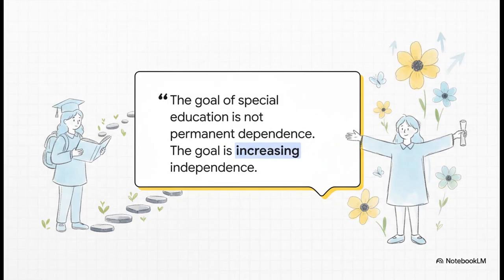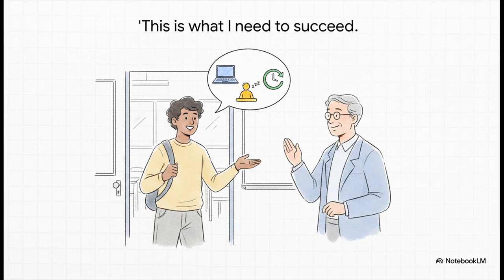And this, right here, is the profound idea that should be guiding every single decision we make. The whole point of special education, of an IEP, of all these supports, it's not to create permanent dependence. The goal is to build increasing independence. Because at the end of the day, that's what real success looks like.